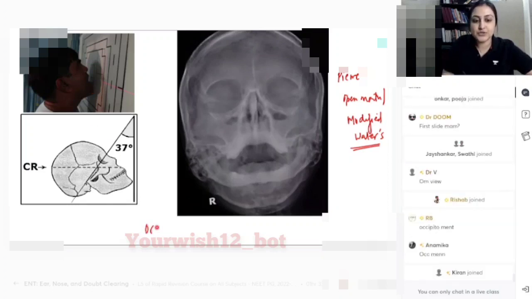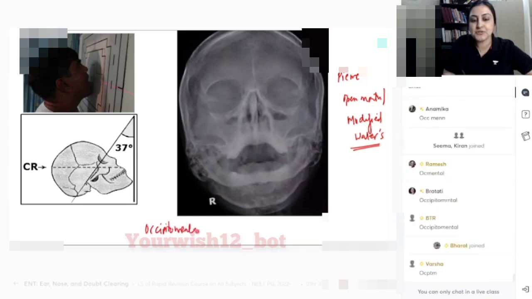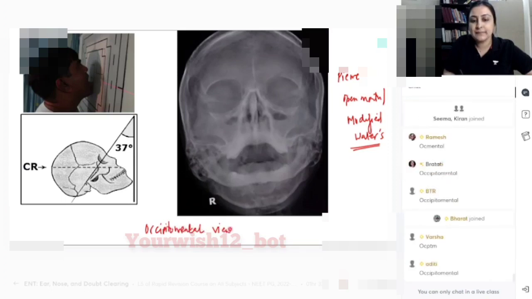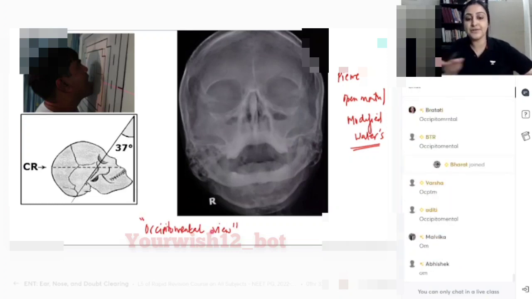Yeah, so the view is also called the occipitomental view. If they want to make it tougher for you, this is the name they will use. You are always getting questions on this, so now they will go away from Pierce to occipitomental. This would be a future question, okay? So this is the occipitomental view, which is the one where the sinus is best seen.